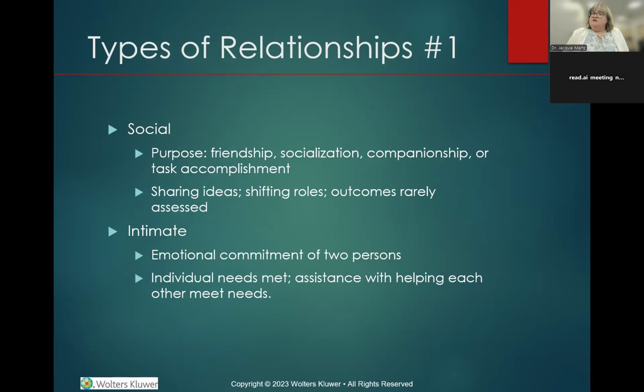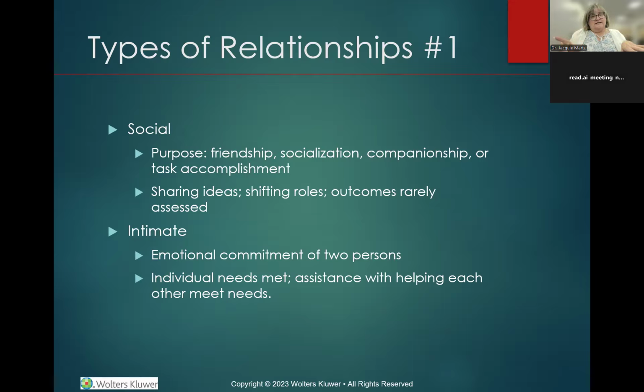There's different types of relationships that we have with our patients or anybody in general. We have a social relationship, which you guys can look around the classroom. You look beside the people you're sitting beside, buddies, friends, colleagues, peers. You share ideas, roles get shifted around. You don't look at how it's going to come out in the end just because it's social, it's fun. It's just what you do. The purpose is friendship. The intimate relationship, I think you guys do know intimate relationships is a commitment of at least two people. It can be an idea, not just a person.